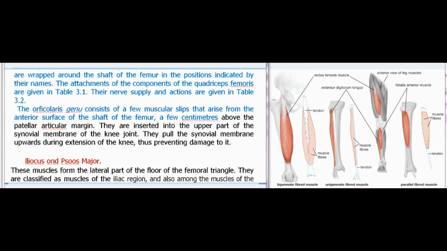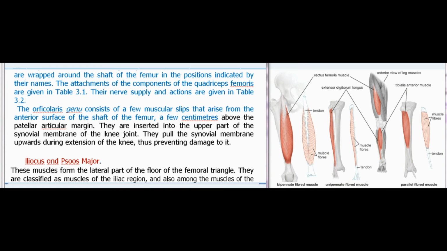The articularis genu consists of a few muscular slips that arise from the anterior surface of the shaft of the femur, a few centimeters above the patellar articular margin. They are inserted into the upper part of the synovial membrane of the knee joint. They pull the synovial membrane upwards during extension of the knee, thus preventing damage to it.